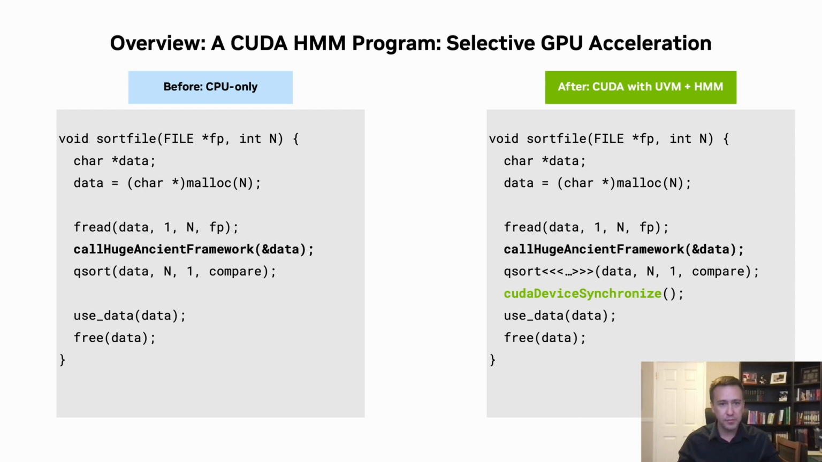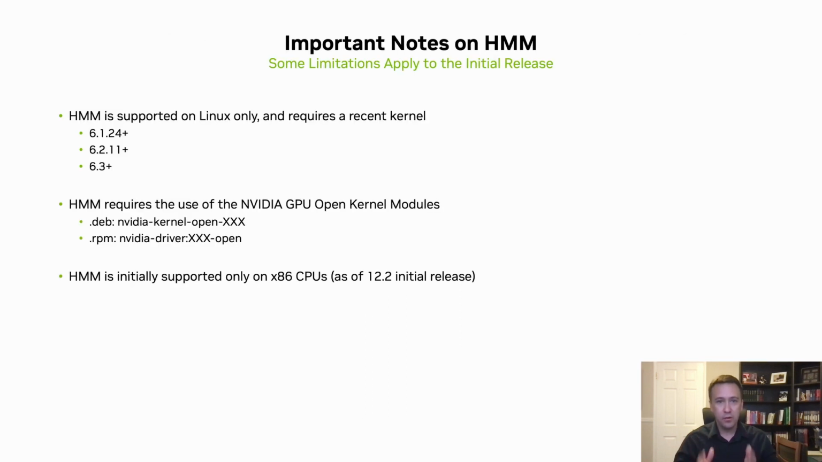If we just want to take a subset of the application and put it onto the GPU as easily as possible, HMM is by far the easiest way to do that. Now, this is an early release of HMM. It's the first release where we've had HMM support, and so some limitations do apply. You can take a look at the release notes for CUDA 12.2 and the R535 driver for the full set of information. But in a nutshell, HMM today is only supported on Linux, and it does require a pretty recent kernel.